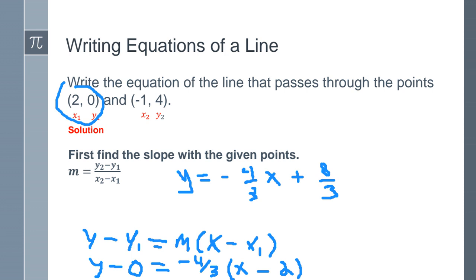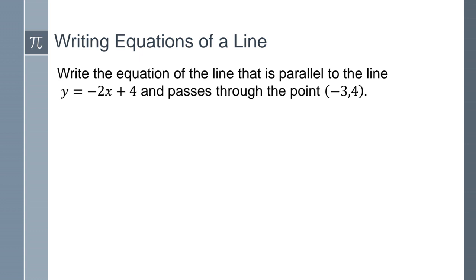All right, so let's look at this example. Write the equation of the line that is parallel to the line y is equal to negative 2x plus 4 and passes through the point negative 3, 4. Okay, so what does this word parallel mean? Parallel lines are lines that don't cross or intersect, right? They run next to each other. So for two lines to be parallel, they have to have the same slope.